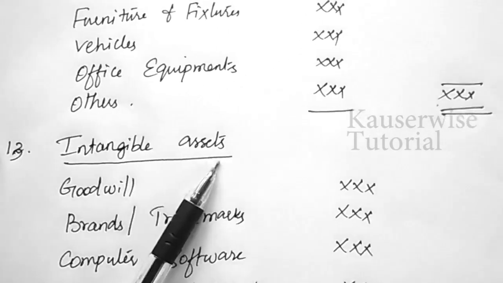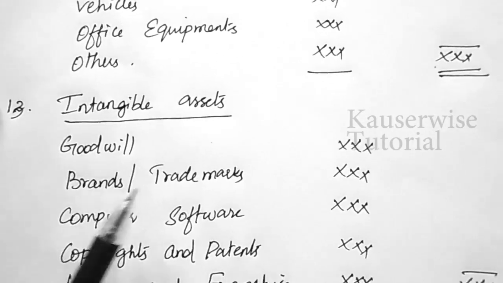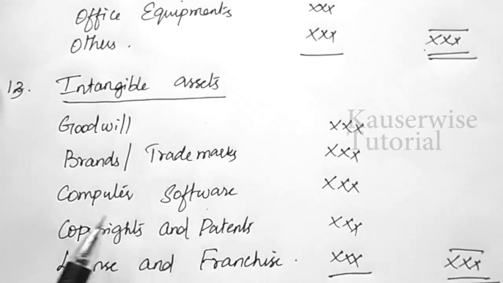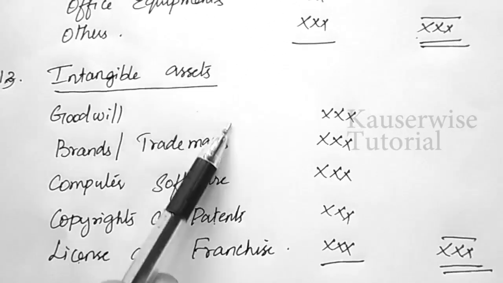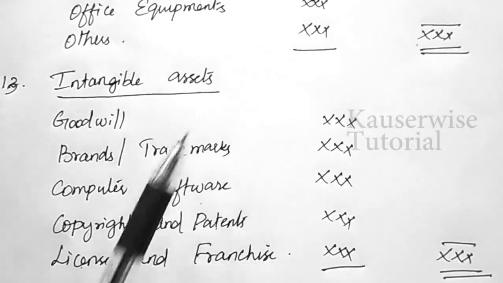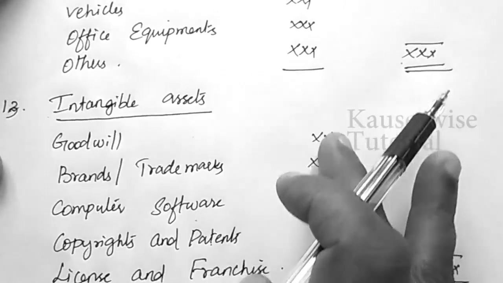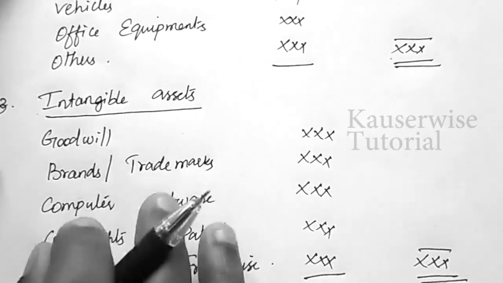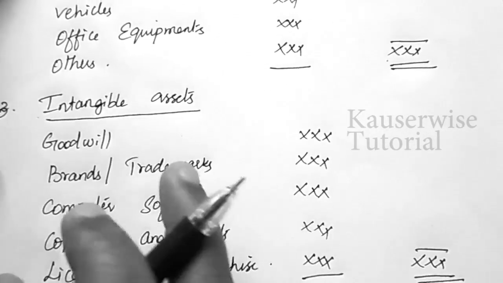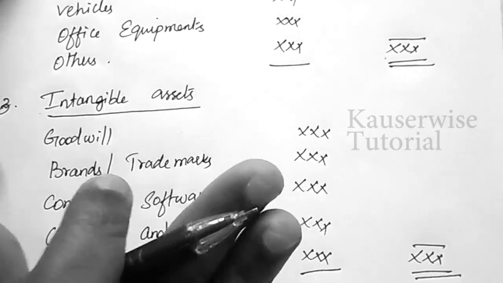Next one is intangible asset. So intangible assets are goodwill, brands, trademark, computer software, copyrights and patents, license and franchisee. So these are all intangible assets. These are also fixed assets but intangible assets. So these are the examples of intangible asset. If there are any calculations like write-off of goodwill and write-off of patents and copyright, all the calculations will be done here itself.